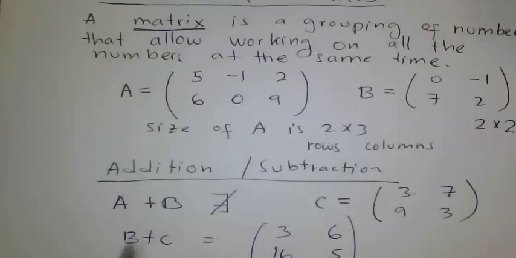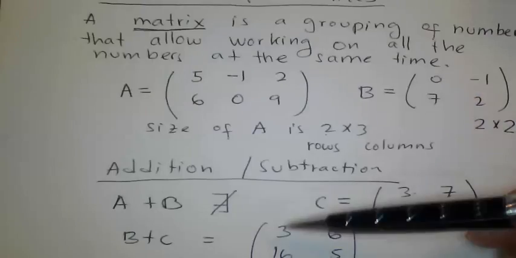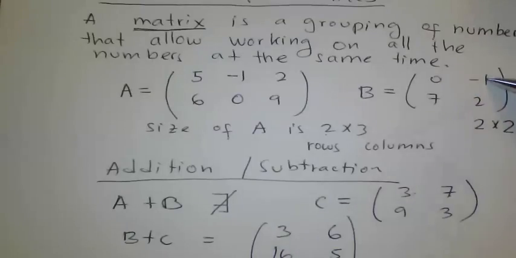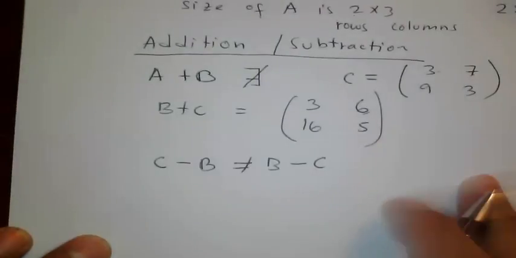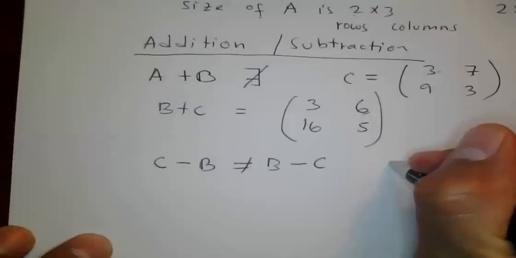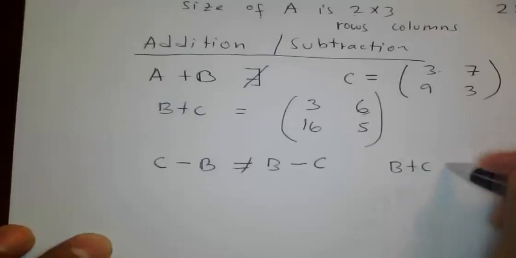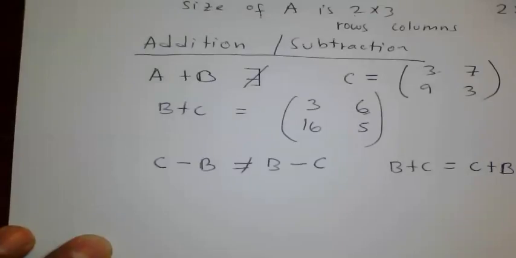If I do B minus C, then I will be subtracting the corresponding entries, like in this case I will be doing 0 minus 3, -1 minus 6. Now if I want to do C minus B, it's not the same as B minus C. However, B plus C will give us the same answer as C plus B. Okay, I think you can see those concepts.